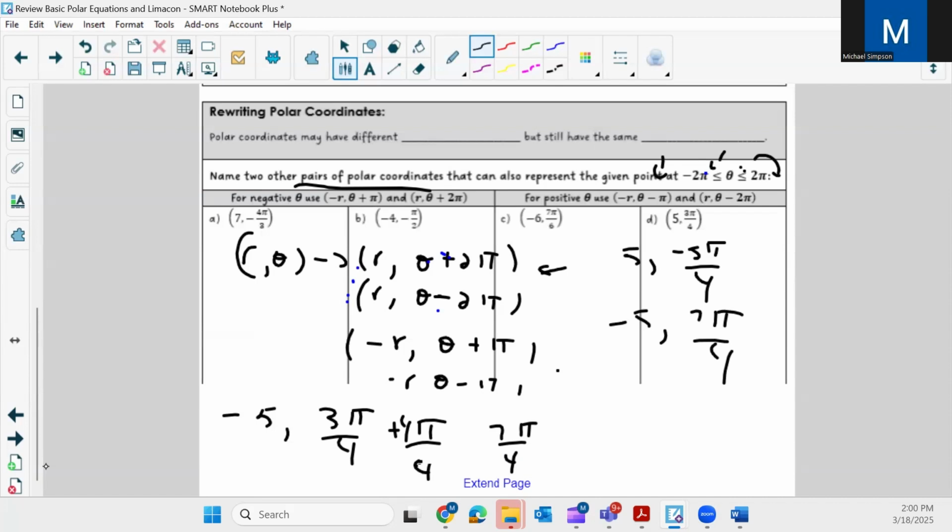Got it. All right, guys. Once you get the point, you got to decide which one you want to do. Do you want to add 2 pi or minus? You pick that one. And once that works, go to the other pair and add pi to the R value. You good? Just like practice.